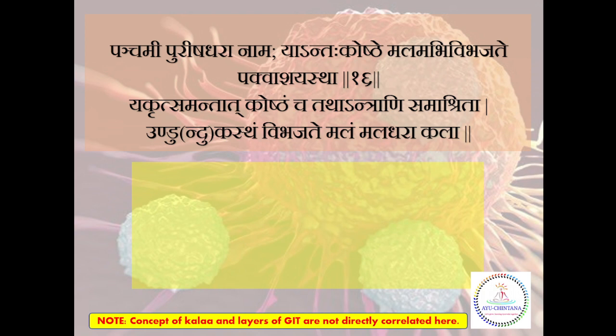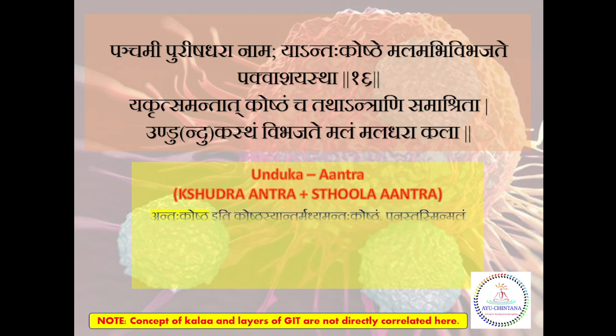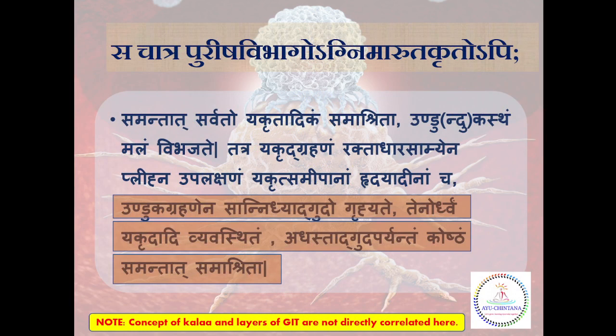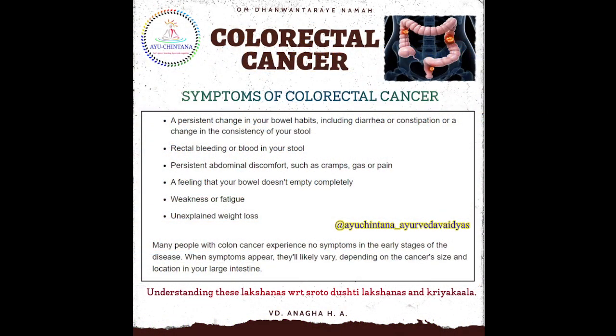Again, if we were to refer back to the symptoms of colorectal cancer, we notice the major change is with the bowel habits. Unduka means that which is near to Guda. Above Unduka, Yakrit, etc. Koshtangas are present. So again, with the major change in the bowel habits, we also see rectal bleeding or blood in the stool. But if it were just confined to this area, why would there be abdominal discomfort, cramps, weakness or fatigue, and unexplained weight loss?